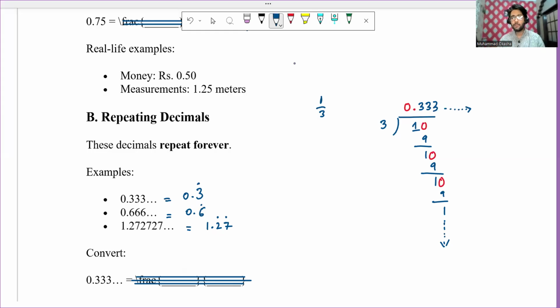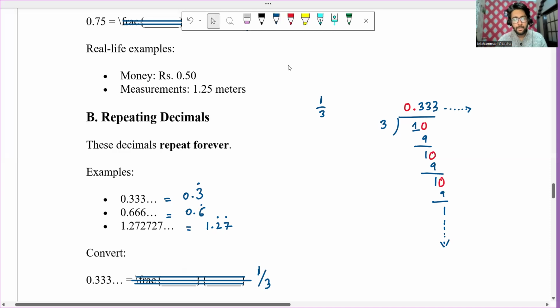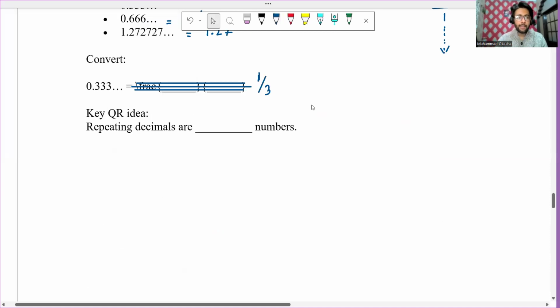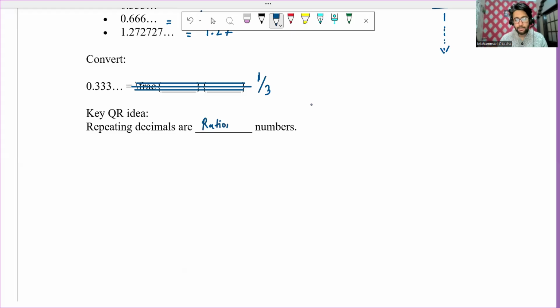This is why it's called non-terminating. It is something that doesn't terminate. It just keeps going on and on. The decimal equivalent of it is 1 over 3. How do I know that? There's a long procedure behind it, which we won't talk about right now. So the idea is repeating decimals are rational numbers. I think we discussed this earlier as well.